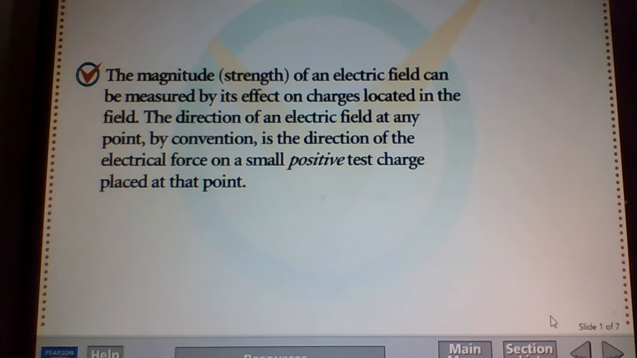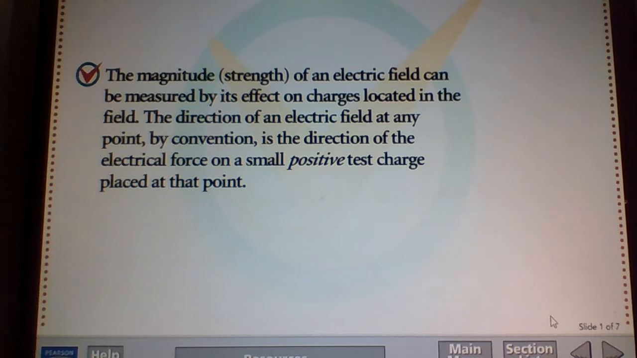So, electric fields. What we look at here is that the magnitude or strength of an electric field is measured by its effects on charges that are located inside of the field. And the direction of an electric field at any point, by convention, is what its effect would be on a positive test charge. So if I have something that's positively charged already, and I put a positive test charge on it, the push of the field is going to be away.